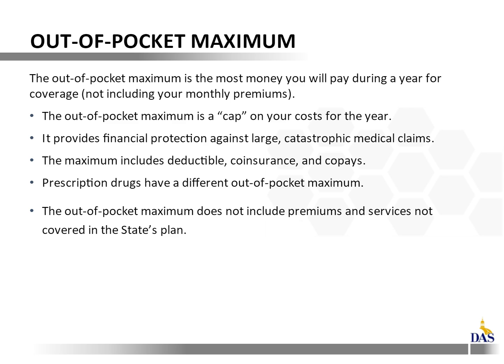The out-of-pocket maximum is the most money you will pay during a year for coverage. This is a cap on your cost for the year. The out-of-pocket maximum provides you and your family financial protection against large catastrophic medical claims. The out-of-pocket maximum includes deductibles, coinsurance, and copays. Prescription drugs have a different out-of-pocket maximum. The out-of-pocket maximum does not include premiums you pay and services not covered in the state's plan.